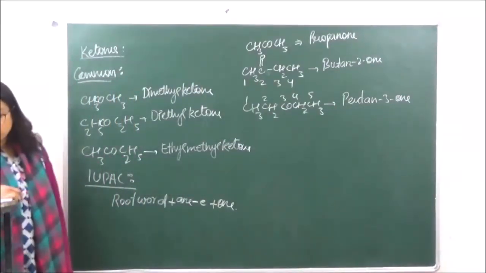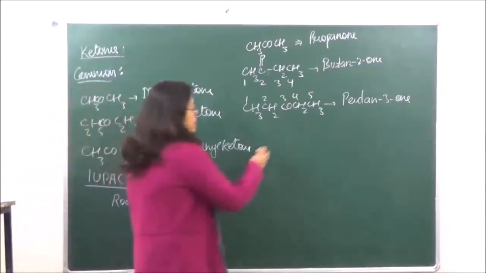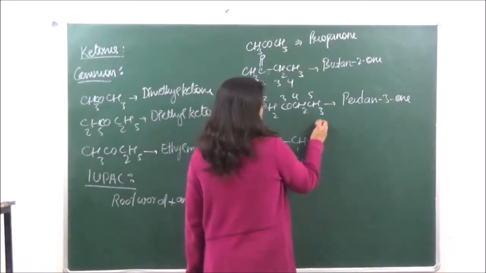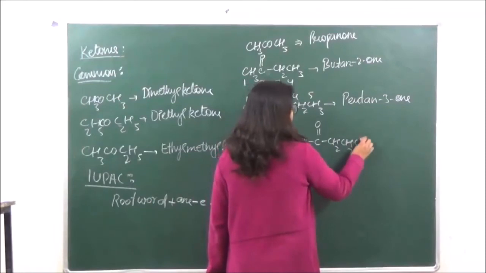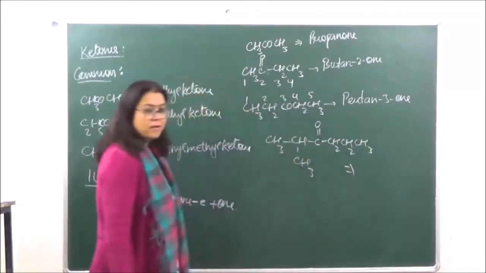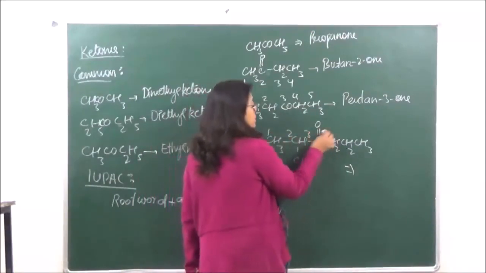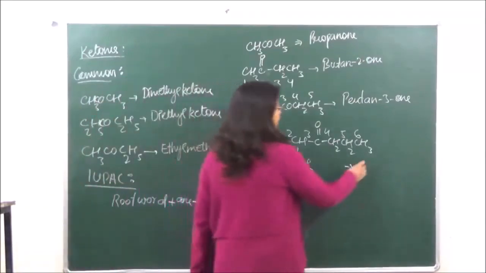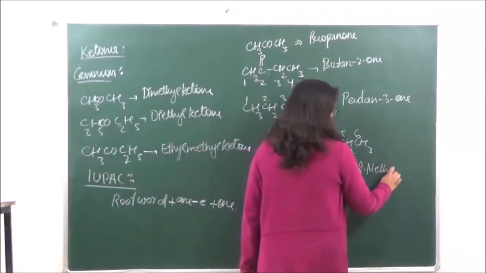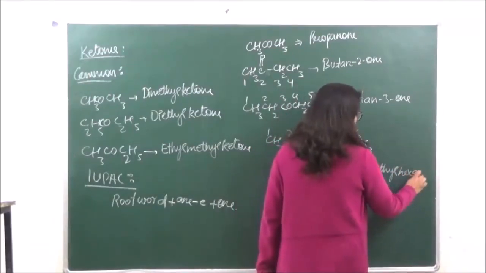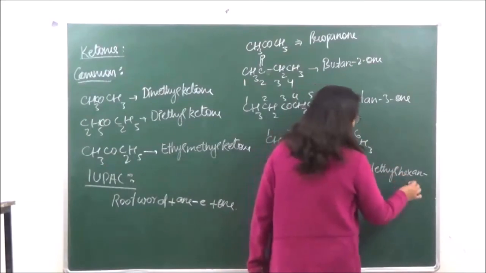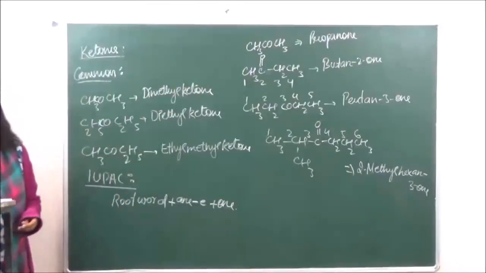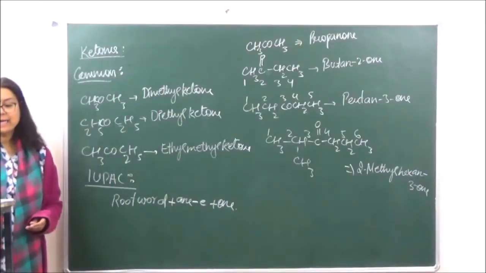Okay? And if we have a substituent attached over here, if this is the compound which we have, the numbering of the chain will start from here. Okay? So this is going to be 2-methyl hexane 1, 2, 3. Hexane 3-one. So this is how we name the aldehydes and ketones.